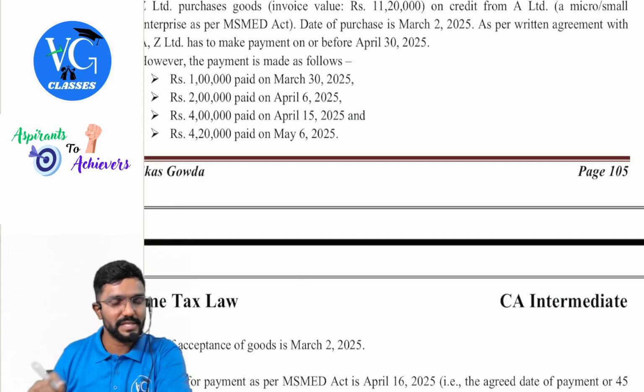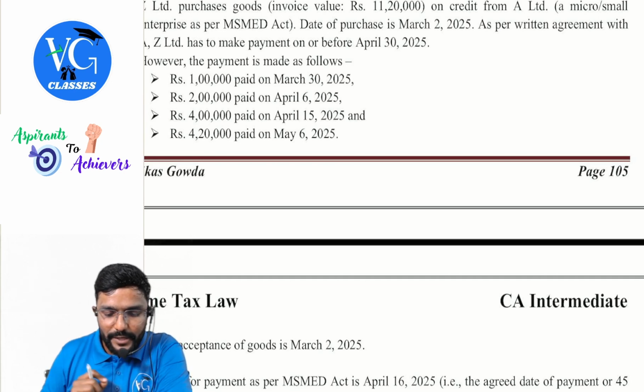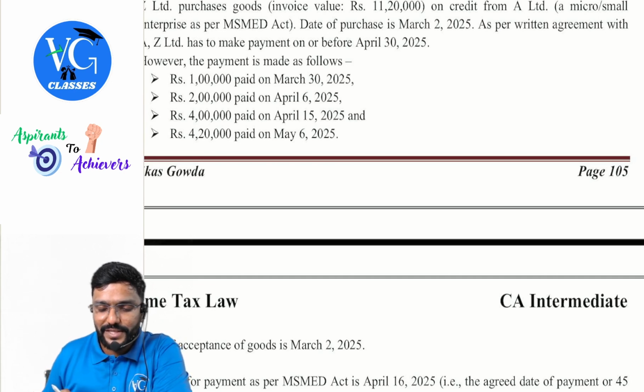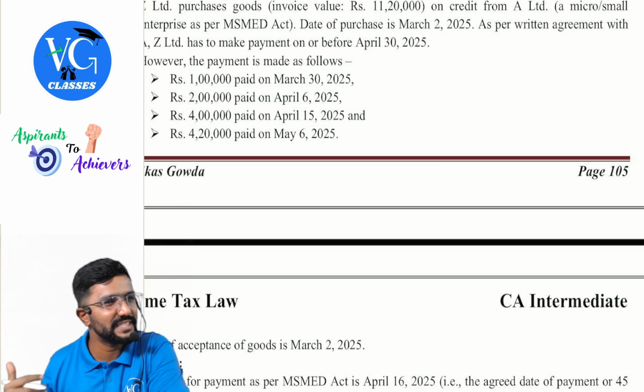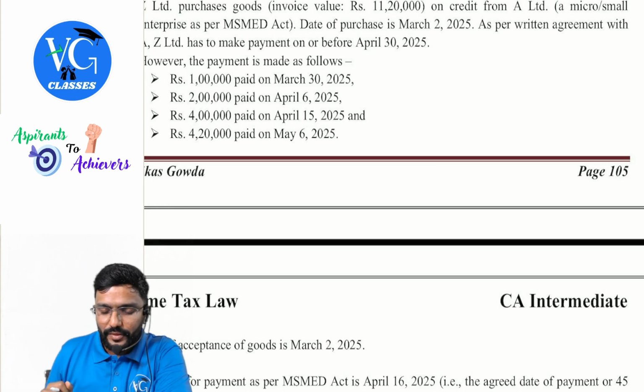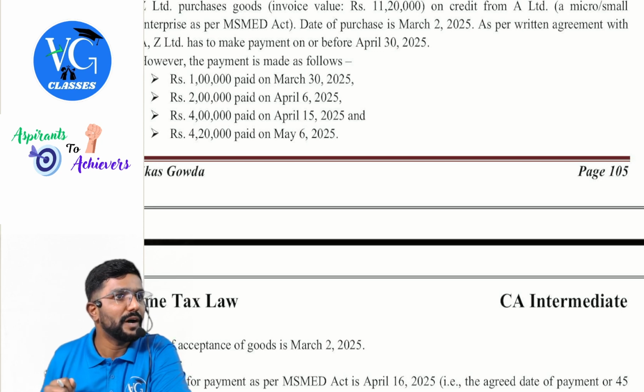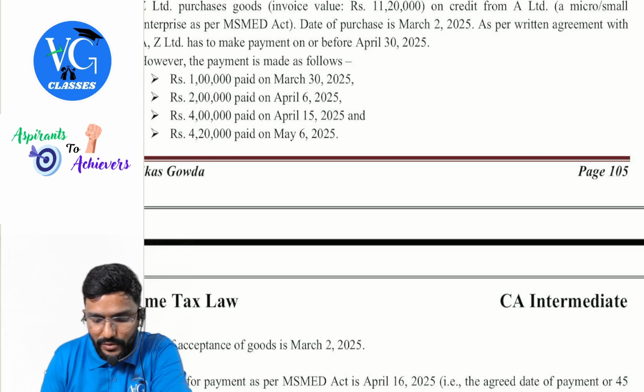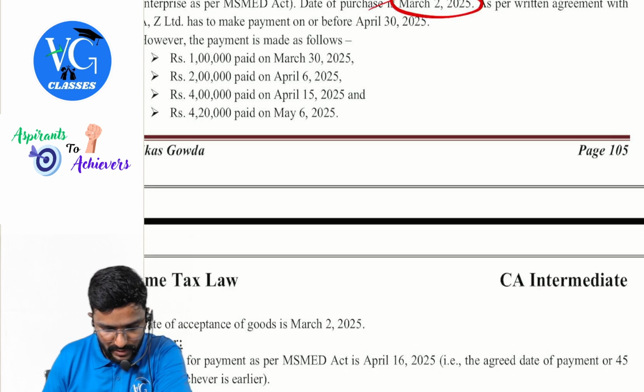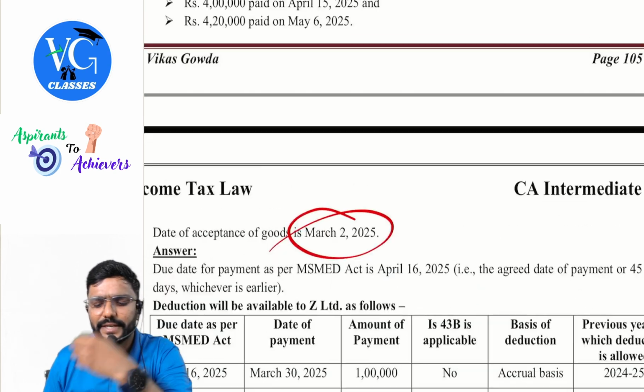Second illustration on the same. Z Limited purchases goods. Invoice value is 11,20,000 on credit from A Limited, a micro or small enterprise as per the MSMED Act. MSMED, we call it, the last D stands for development. Date of purchase is March 2nd. As per written agreement with A, Z Limited has to make the payment on or before 30th April. So the date of receiving the goods, I guess, is given as the same, March 2nd only.